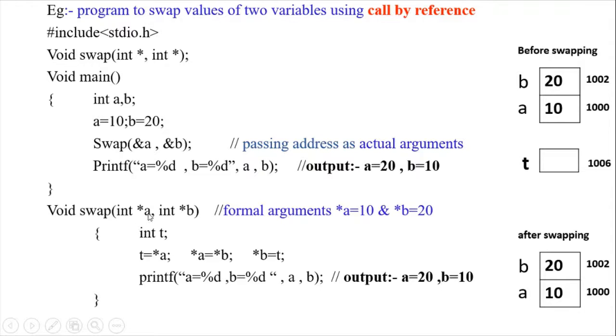So a means 1000, and star a means the content of a, that is 10. Here also b is an address, so star b means the content of b, that is 20. Inside the function definition, there is a temporary third variable t. t is equal to star a means t is equal to 10, and star a is equal to star b means the content of the location 1000 will be changed to 20. The content of the location will be changed to 20.